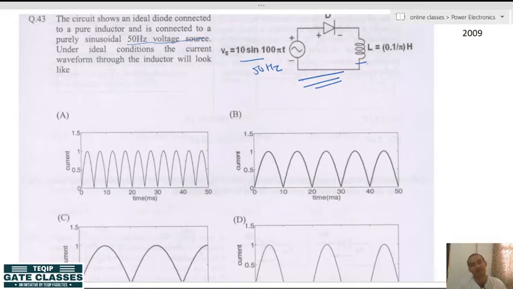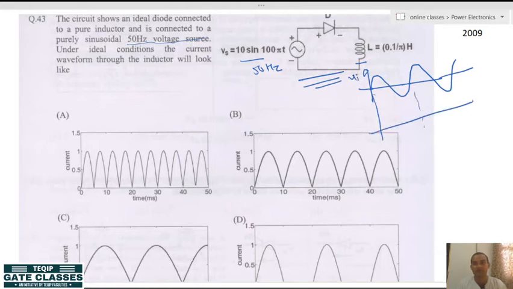Now you have to draw the inductor current, and if you remember, the inductor current comes like this. If the input voltage was like this, let us say this is the input voltage, then the inductor current was coming like this. If you draw the inductor current, or the load current, it was like this. See, this was the inductor current.